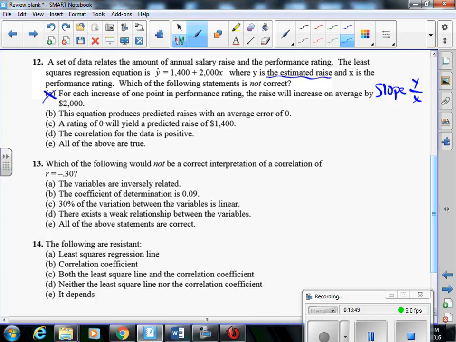B, the equation produces predicted raises on average of 0. No, y hat is my prediction. And it's not giving me an average of 0, because that would be saying that I have no change. But I am having some change. So that can't be it. C, the rating of 0 will yield a predicted raise of $1,400. The rating of 0 is my x, and it would give me that. That's my y-intercept. So that is correct. We're okay with this one.